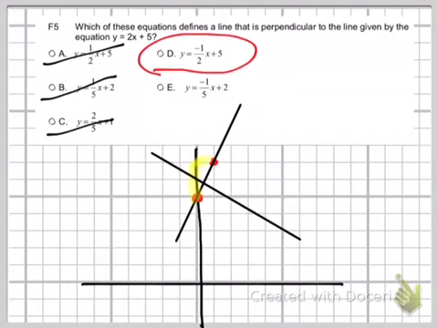And if you remember from coordinate algebra, perpendicular lines are going to have the negative reciprocal of a slope. So your answer would be y equals negative 1/2 x plus 5.